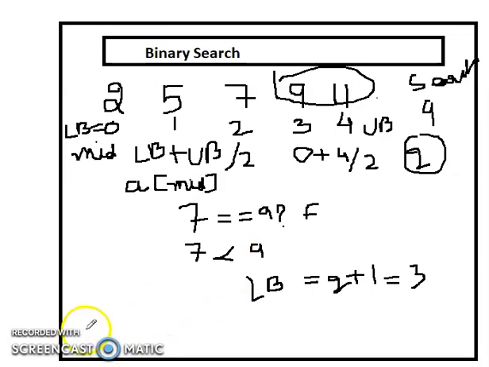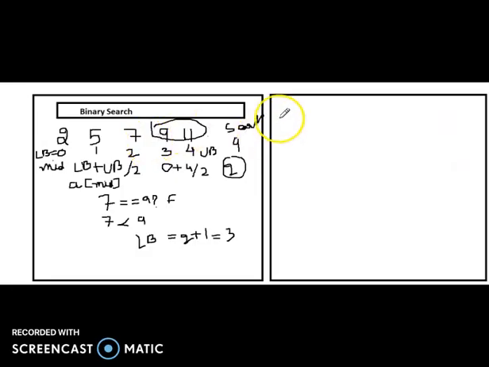Now again we will calculate the value of mid. Now the lower bound is 3 and the upper bound is 4. Both added and divided by 2 give us 7 divided by 2, which is 3. This is an integer division, so we always take the floor. We ignore the decimal part of the division. So we get the answer 3 as mid.